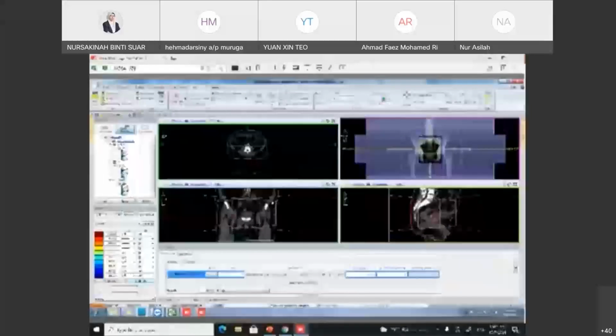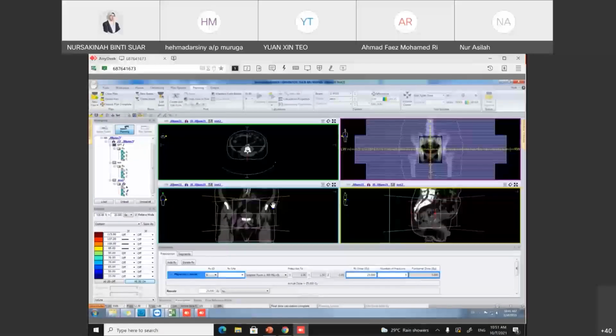For pelvic case, which covers men's pelvic cases, cancer rectum, cancer prostate, cancer bladder. Okay, for women, cancer bladder, cancer rectum, cancer uterus, cancer cervix is the most common.